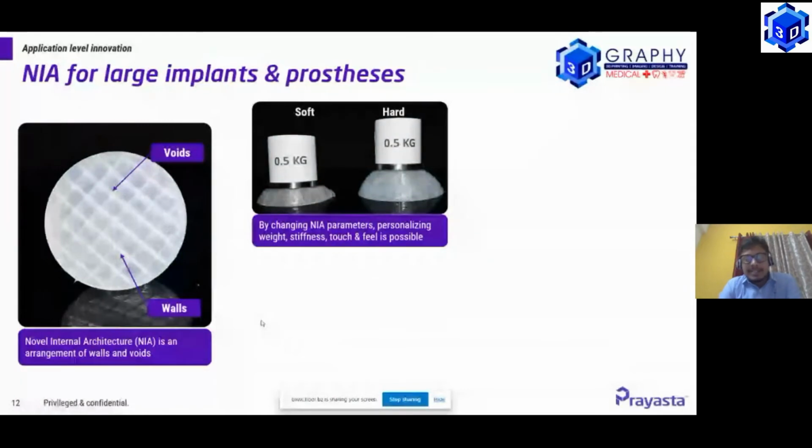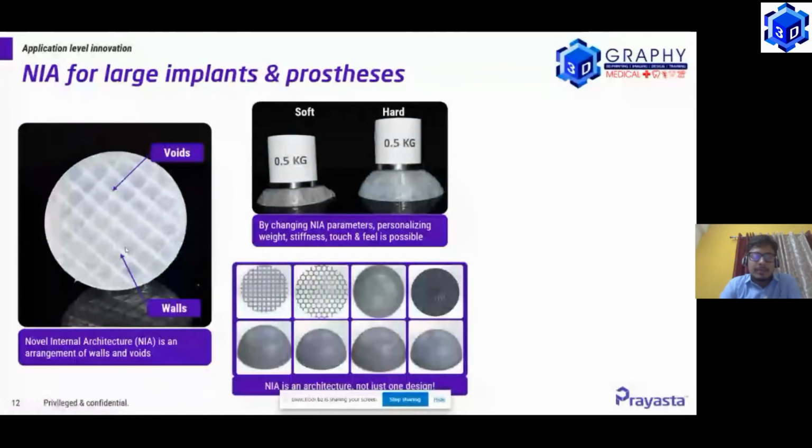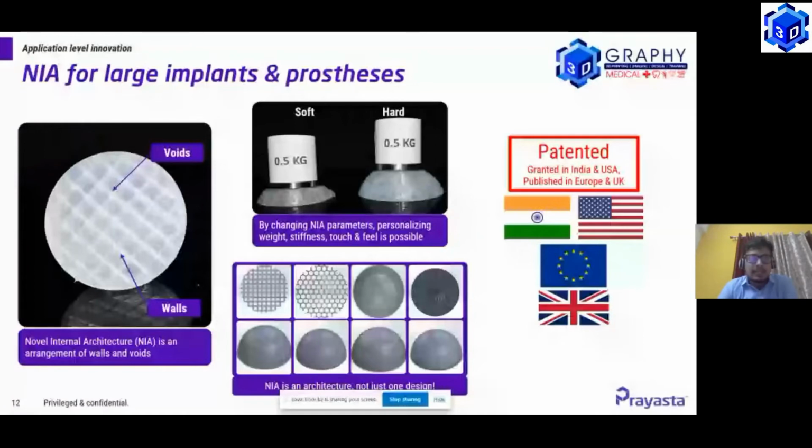And again, the designs are not just limited to that. There are multiple designs that are possible, and in fact, that is why we call it an architecture. It's not just one design. In fact, it's a plethora of designs, and that is where the intellectual property lies. So our US patent, in fact, came without any defense. We didn't need the back and forth, replies and all that.